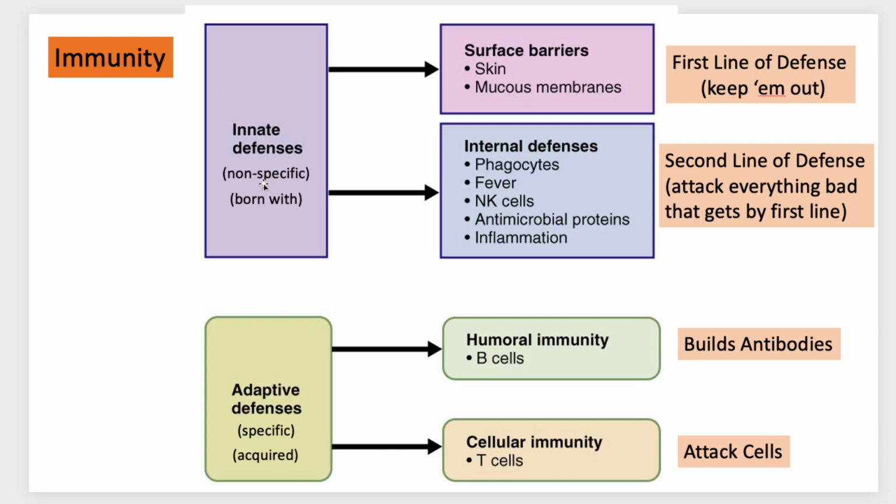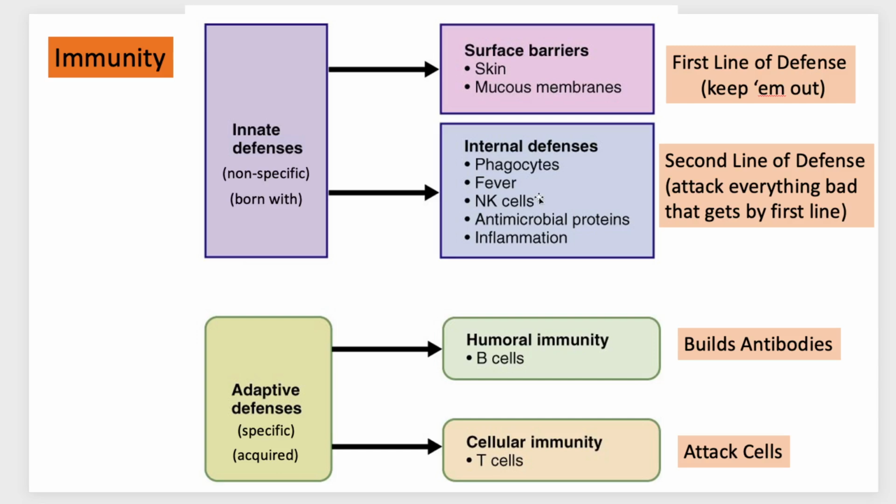Innate is non-specific. You are born with this type of defense. An example of this would be your skin. Your skin keeps things from just crawling right into your blood and infecting you. So there'll be a surface barrier, your mucous membranes as well, like your nasal cavity and your sinus cavities. So that's your first line of defense, what things run into first.